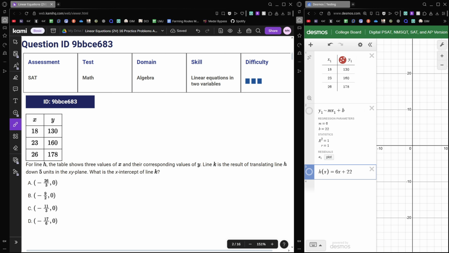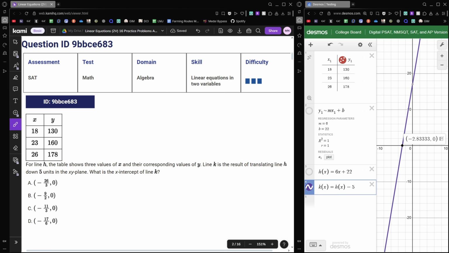Now we know that line k is just line h translated down 5 units. So k of x is equal to h of x, which is line h, translated down 5 units will be -5. And now we can find the x-intercept by looking at the graph. Here we get that the x-intercept is -2.833 repeating.